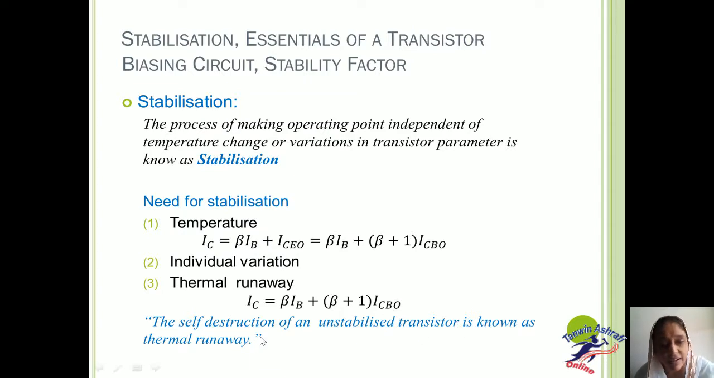thermal runaway. In order to avoid thermal runaway and consequent destruction of the transistor, it is very essential that the operating point is stabilized, and that is, IC has to be kept constant. In practice, this is done by causing IB to decrease automatically with the temperature increase by circuit modification.